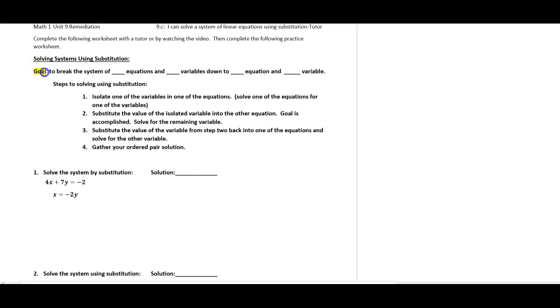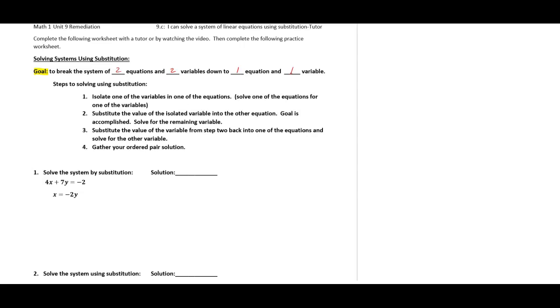Now the goal, and this is the very important part, the goal when using substitution is to break the system of two equations and two variables down to one equation and one variable. We are not able to solve equations that have two variables in them, right? So our goal is to take two equations and two variables and break it down to one equation so that I can solve for one variable.